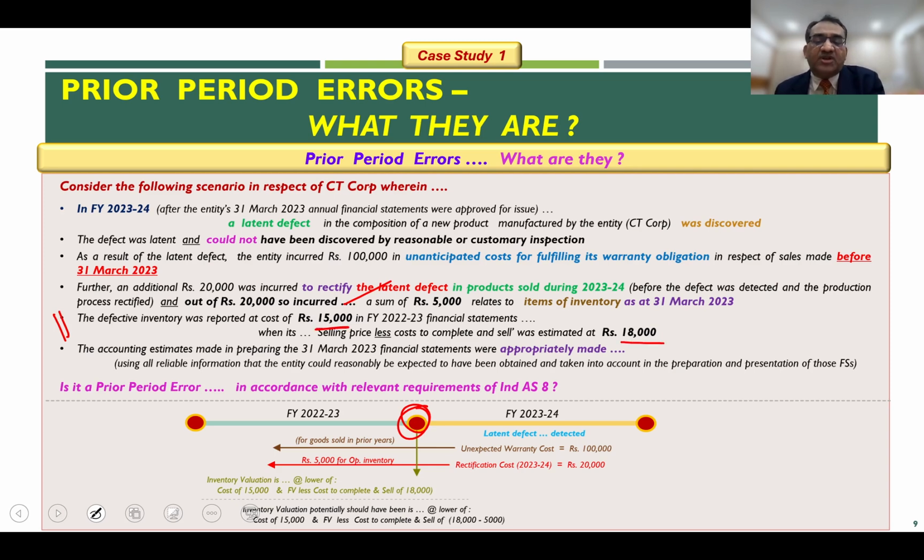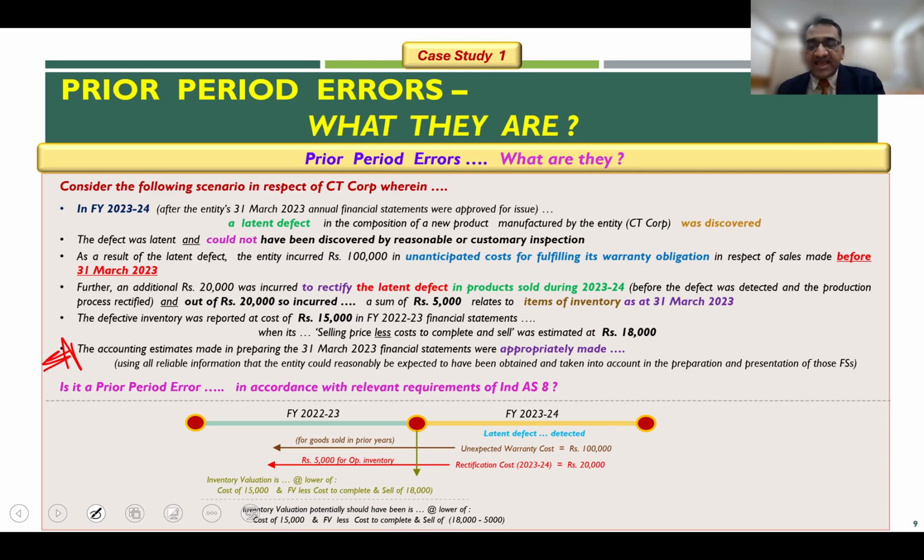So you would have gone on the basis of the lower of these two numbers, and 15,000 was your value of the inventory by applying the principles in IAS 2 or Ind AS 2 dealing with inventories, cost or NRV, whichever is lower. So the opening inventory valuation was on the basis of the lower of 15,000 and 18,000. The accounting estimate made is the most critical point in this particular case study.